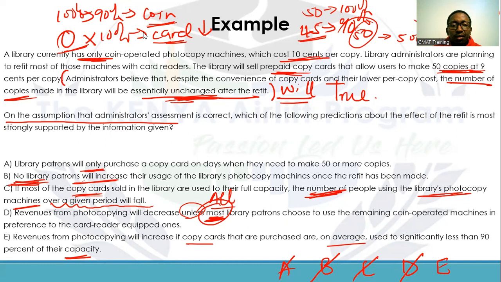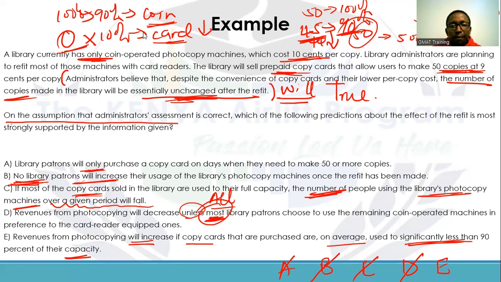So we are not getting to 90%, because 45 copies are 90%, and we are going to significantly less. So let's say it's 44 copies and below. So will the revenue now increase? What does this mean? This means that the copy cards that are being purchased, instead of printing 50 copies, are printing less than 45.